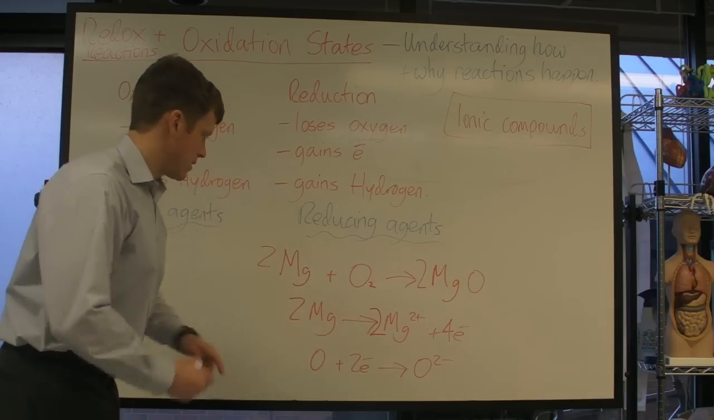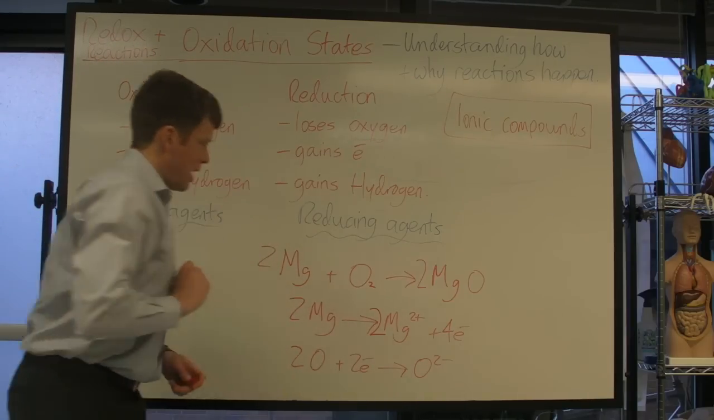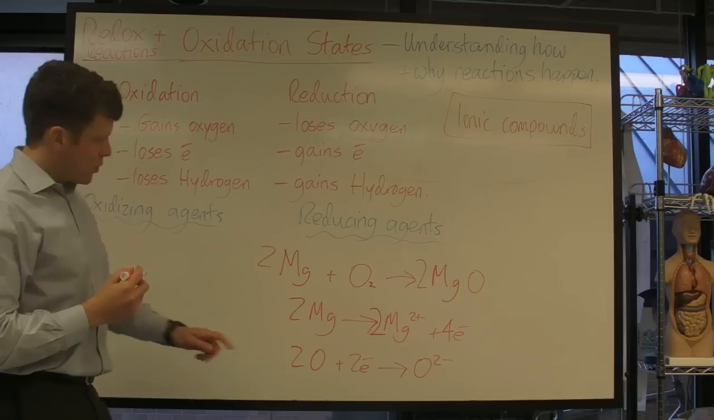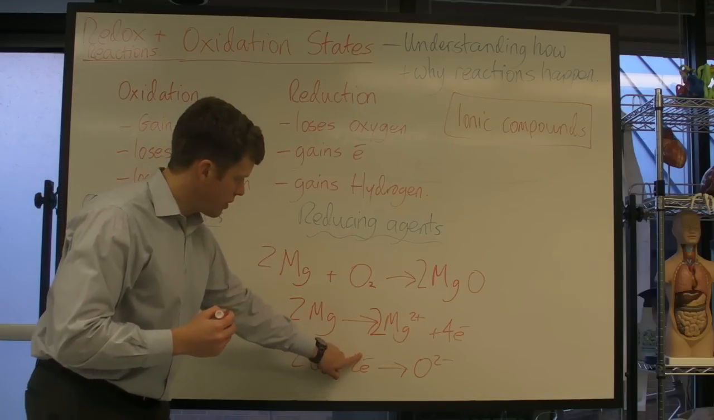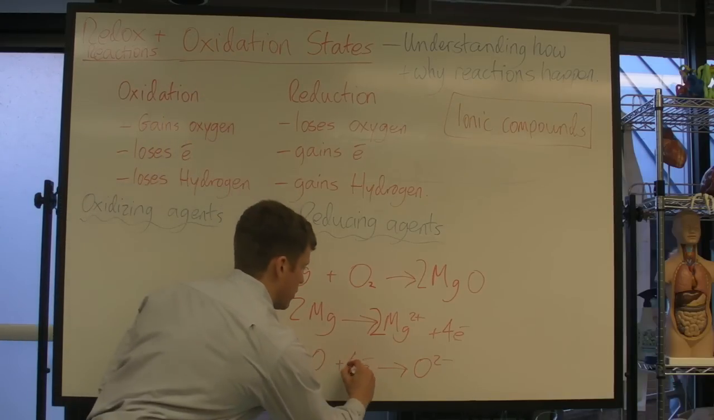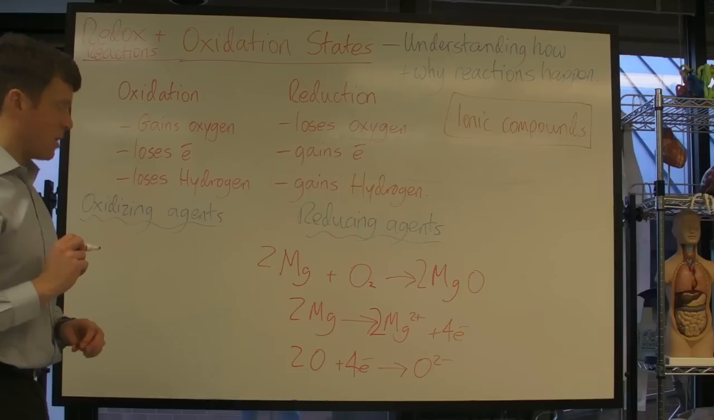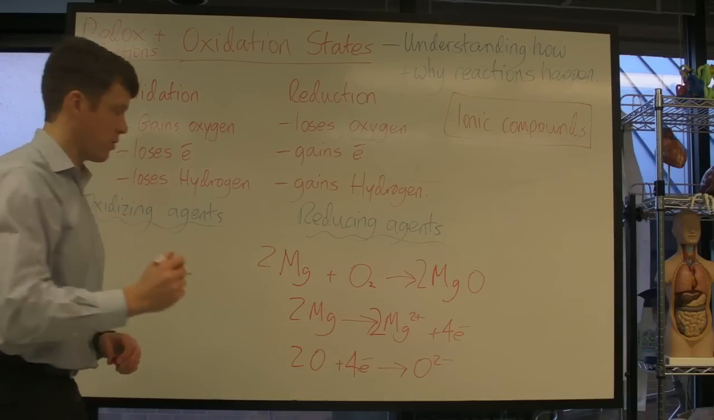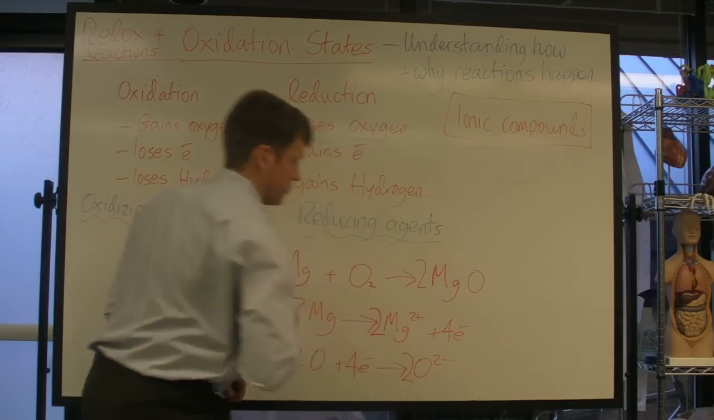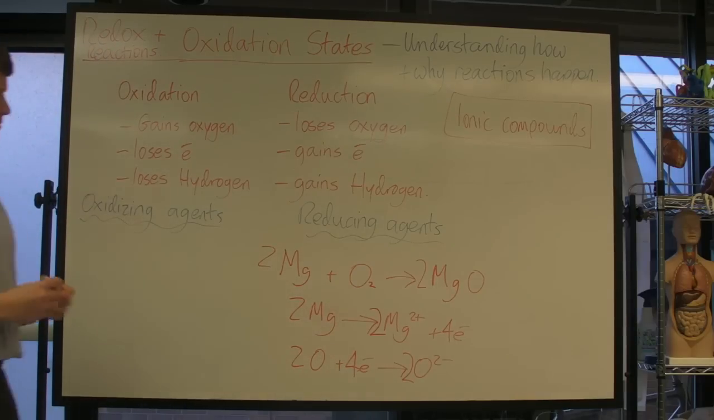And so then I've got to balance this thing down here. I need 2 oxygens. So if 1 oxygen gains 2 electrons, then that means that 2 oxygen atoms will gain 4 electrons. So I need a 2 right here.